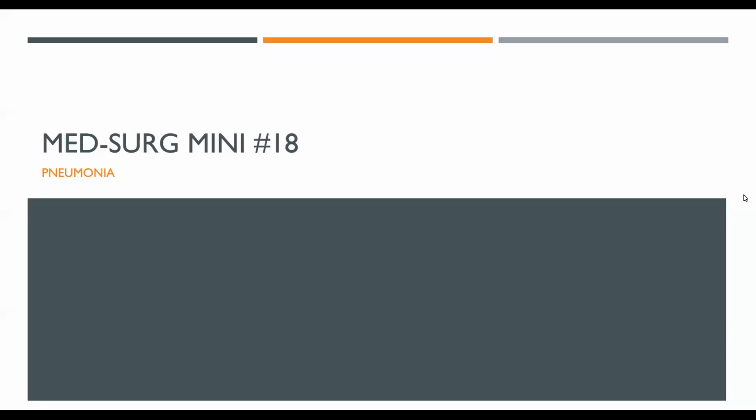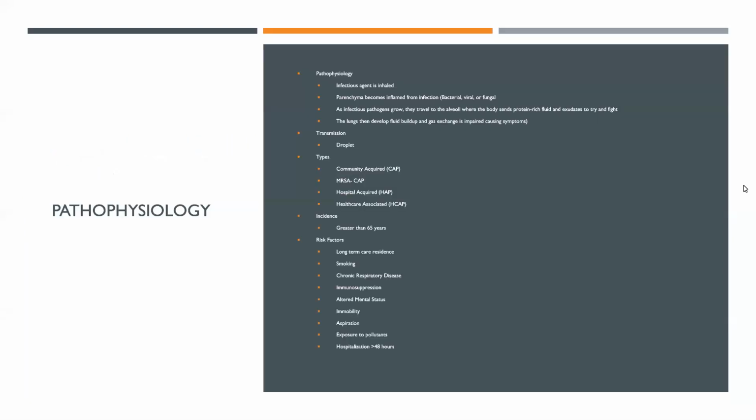Welcome to Med-Surg Mini number 18, pneumonia. Pneumonia occurs when an infectious agent is inhaled. This can either be bacterial, viral, or fungal. And whatever the infectious material is, it comes in and inflames the parenchyma, causing infection.